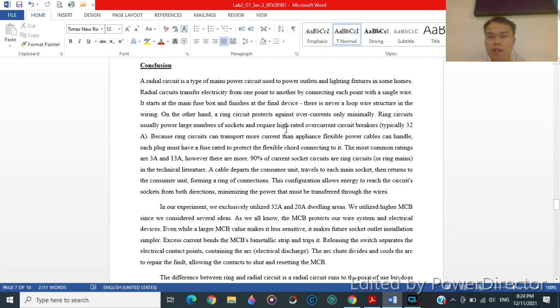On the other hand, the ring circuit will protect against overcurrent issues, as it is going to power a large number of sockets and requires high rated overcurrent circuit breakers. Because it's connected in a ring, the power source will be connected to the sockets and return to the distribution box. So it will be safer and less power has to be transferred through the wires, because the energy can reach the sockets from both directions. And 90% of our nowadays electrical circuits are using ring circuit.